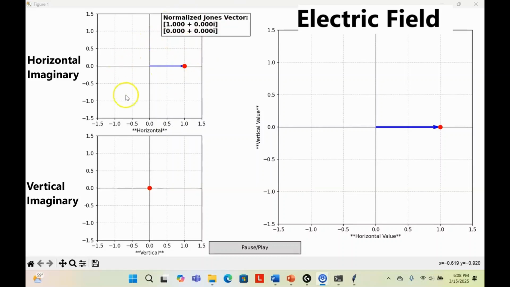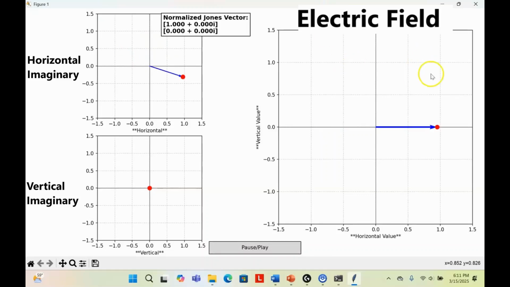The top graph represents the horizontal component, while the bottom graph represents the vertical component, which remains 0 for horizontally polarized light. The right graph shows the actual polarization of the light. As the complex number rotates, the projection on the x-axis determines the horizontal polarization. Since the vertical component is 0, the light oscillates back and forth along a straight horizontal line.